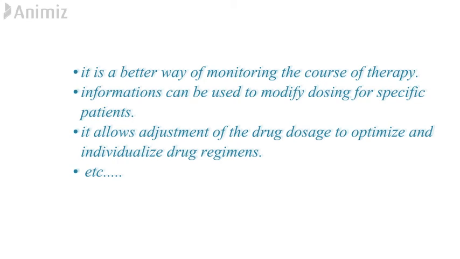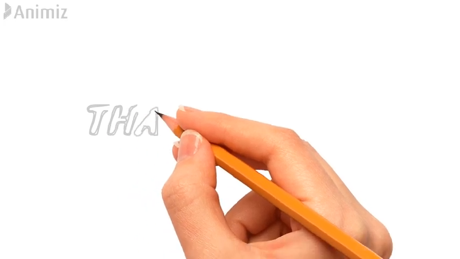The third significance is that plasma drug concentration measurement allows adjustment of the drug dosage in order to optimize and individualize therapeutic drug regimens. Besides all the significance, we should keep in mind that pharmacokinetic data alone cannot predict the dosing regimens for individuals. We have to consider pharmacodynamic effects too in some kinds of patients.